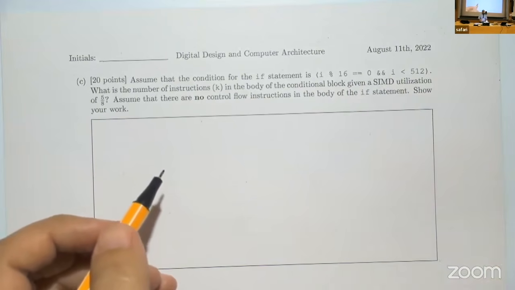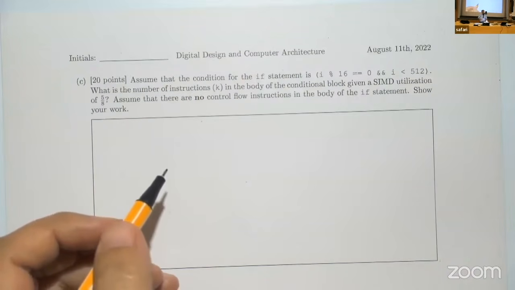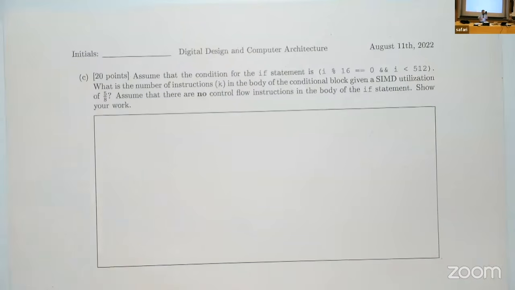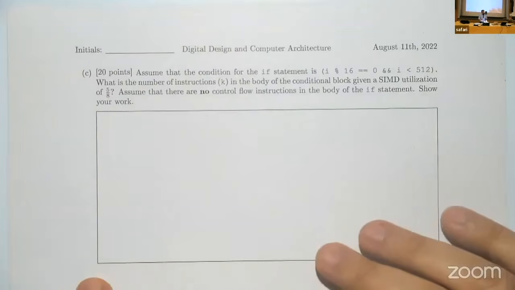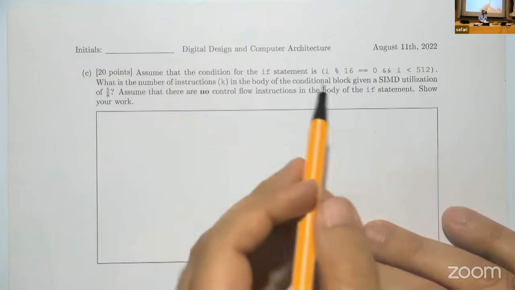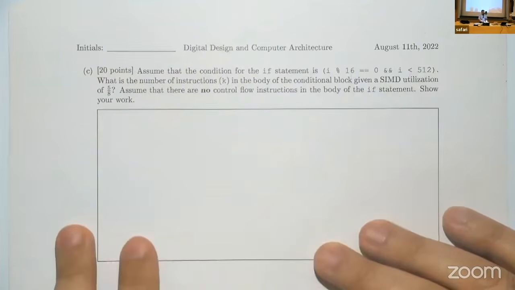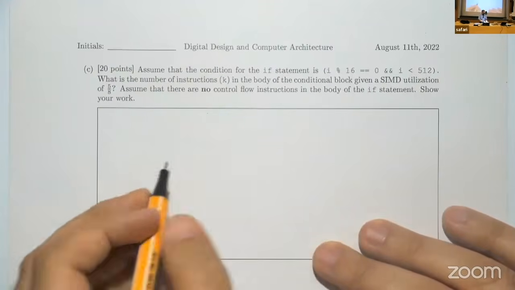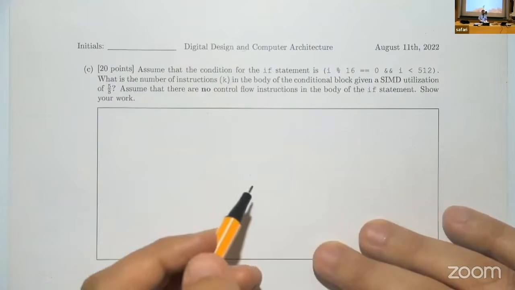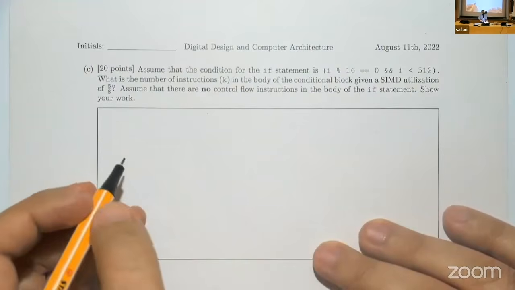Which means that the first 16 warps may run inefficiently because some of the threads inside the warps may take the branch. Some of them won't. But the last 16 warps will run fully efficiently because none of the threads would take this branch. So when you want to write the equation for this new case, you need to consider different warps.